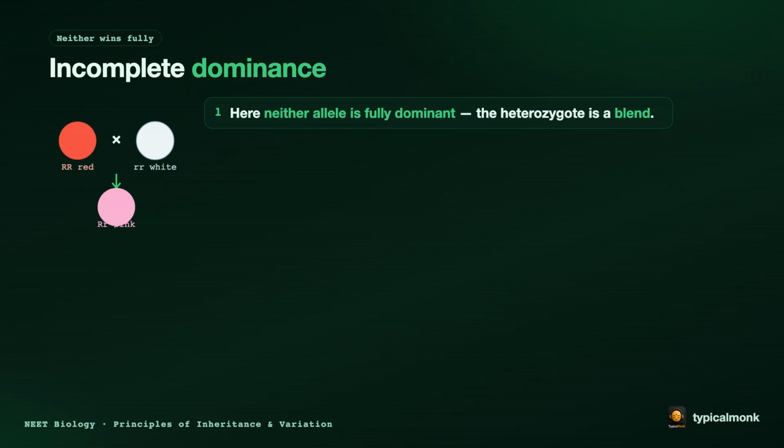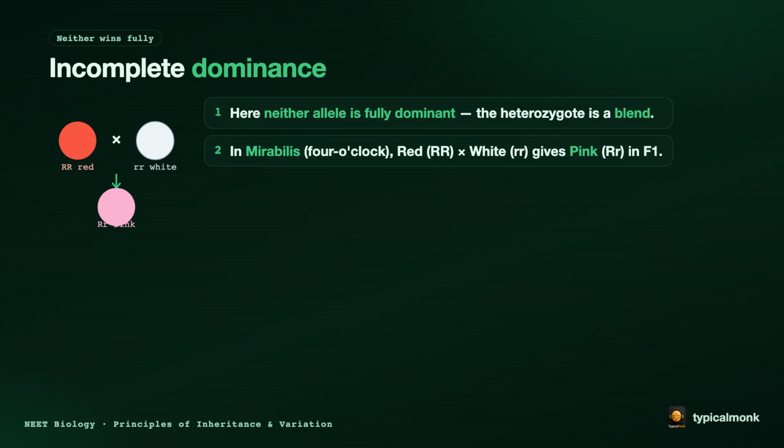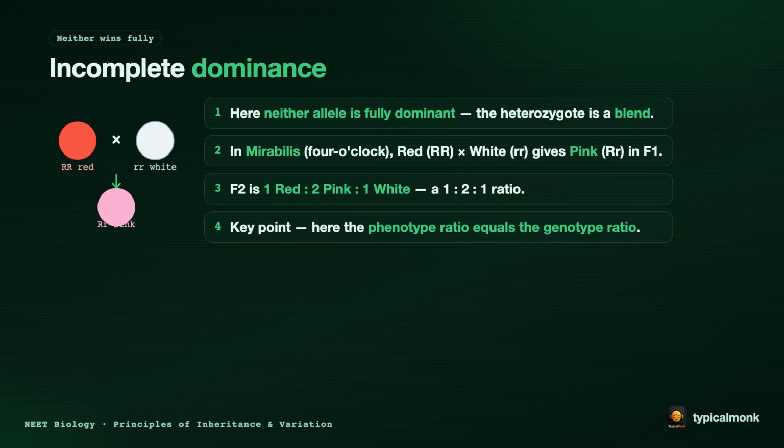First, incomplete dominance. Look at this picture. Here, neither allele is fully dominant. The heterozygote shows a blend. In mirabilis, the 4 o'clock plant, red, that is RR, crossed with white, that is rr, gives pink, that is Rr. In F1, F2 is 1 red, 2 pink, 1 white, that is 1 to 2 to 1. One key point. Here, the phenotype ratio equals the genotype ratio.